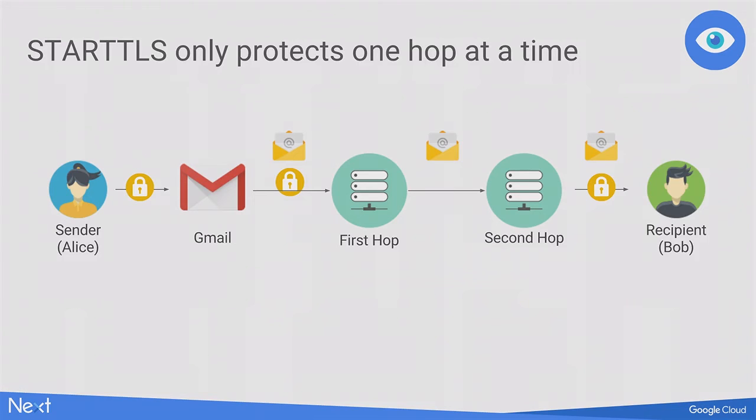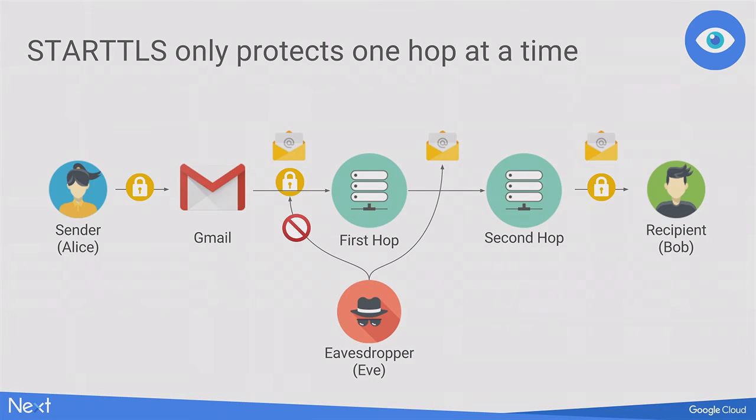STARTTLS is not perfect, though. Email messages can travel multiple hops between sender and recipient. STARTTLS is only hop-by-hop protection. As a consequence, an eavesdropper can still intercept email if there's an unencrypted hop.